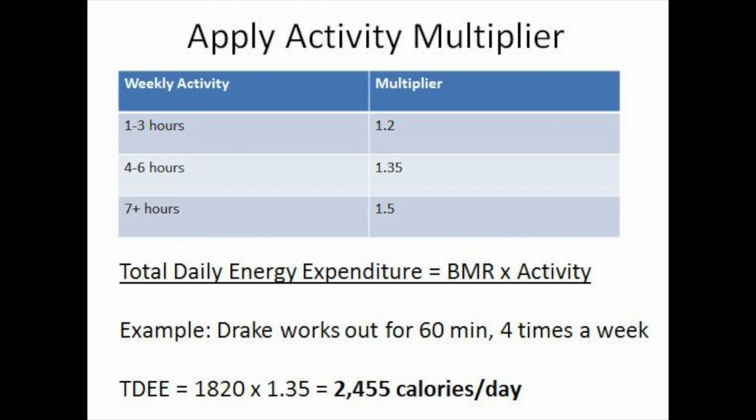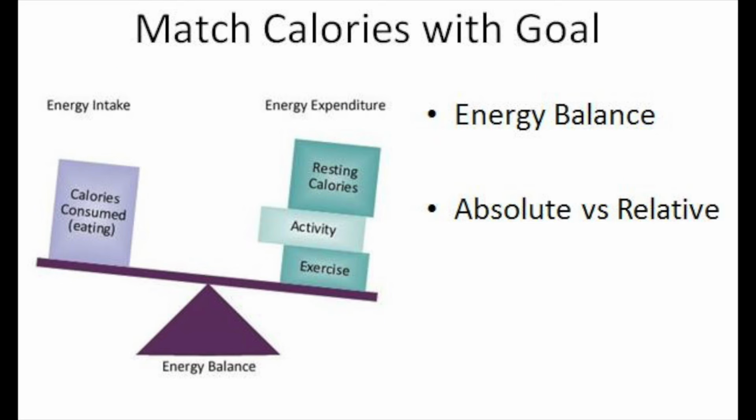That brings us to the next topic of matching your calories with your goals. That's going to be a matter of energy balance. Energy balance is made up of energy intake and energy expenditure, and those changes can be either absolute values or relative values. An example of an absolute value would be decreasing calories by a set amount, like 500 calories, or a relative change would be a percentage of those total calories.